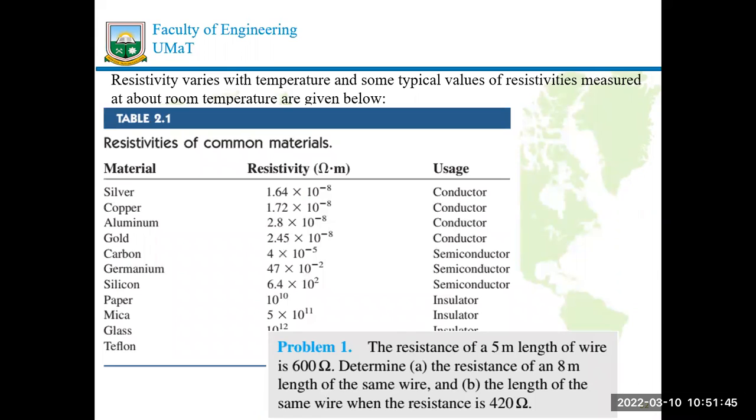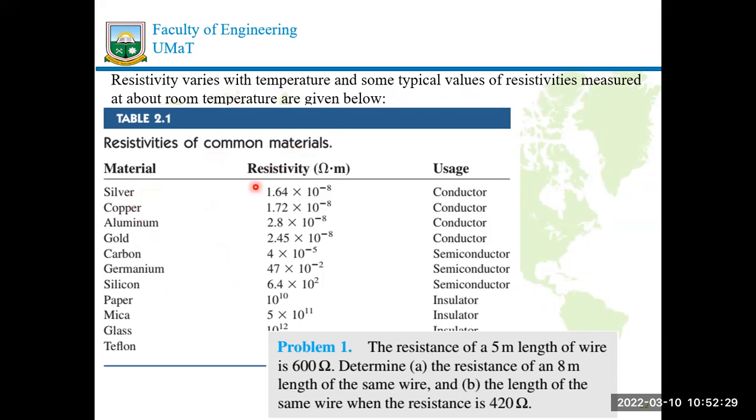Okay, so just as I said, there are resistivities of every material that exists. Normally, for all these materials, their resistivity, when known, gives an idea of whether you categorize that material to be a conductor, a semiconductor, or an insulator. So what we have here says that resistivity varies with temperature, and some typical values of resistivity measured at room temperature are given below.